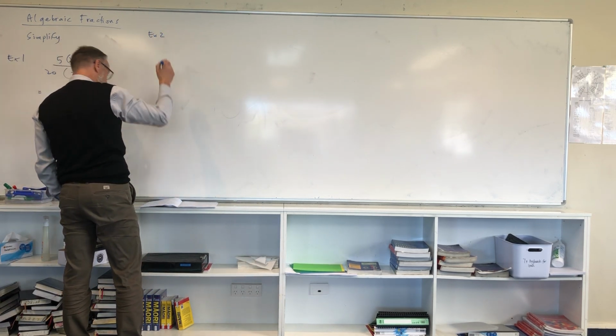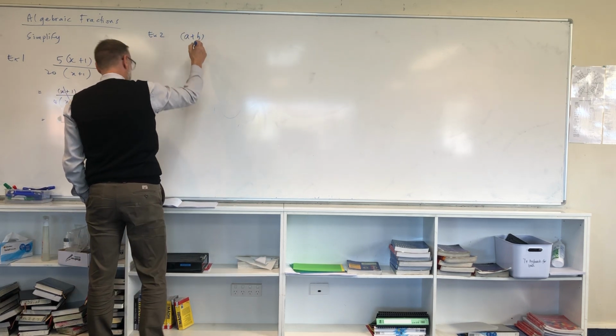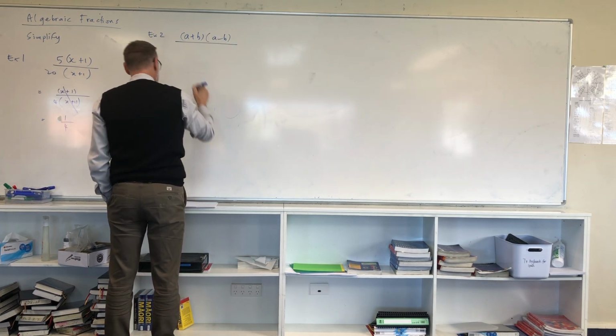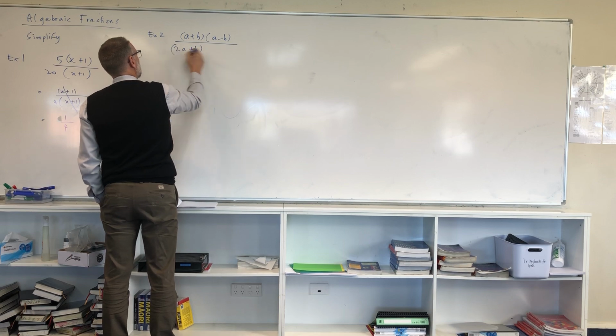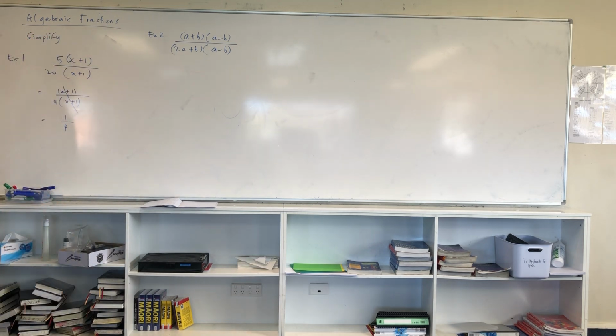In the second example, I've got (a plus b) times (a minus b) over (2a plus b) times (a minus b). There are a lot of a's and b's in there, but we need to be really careful with what we cancel out. A thing in a bracket is a little unit by itself, so we can treat it as just one thing. There's no need to expand that out. In fact, if I expanded all of that out, it's not going to help.